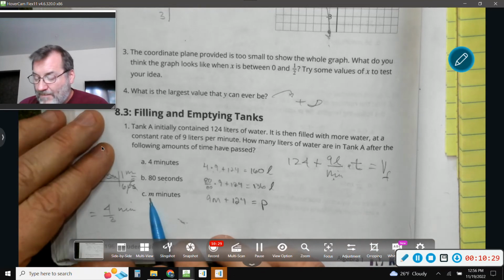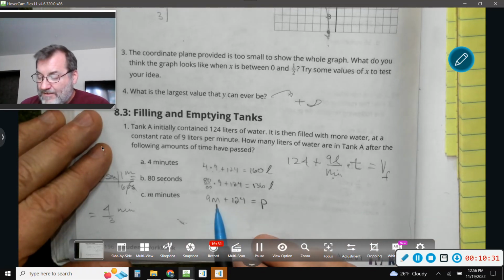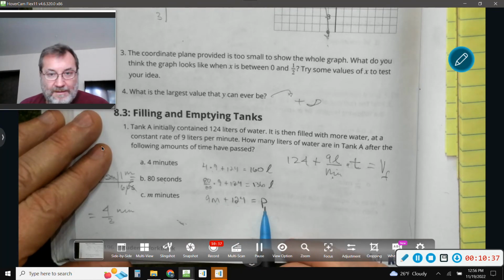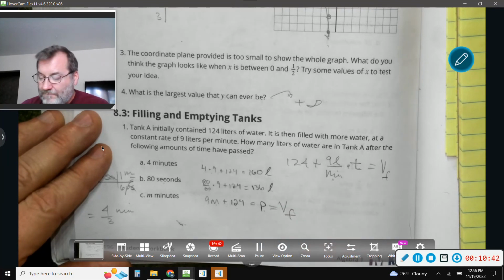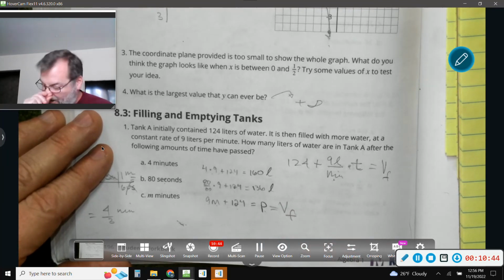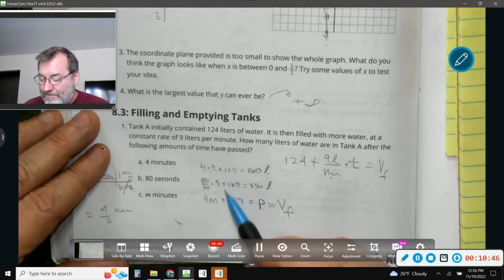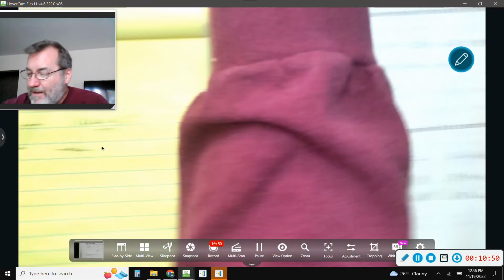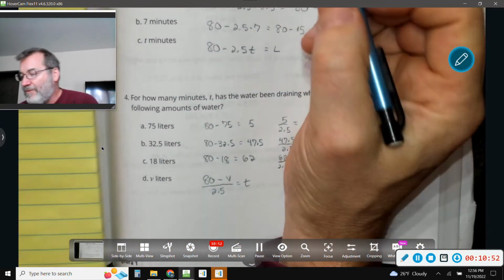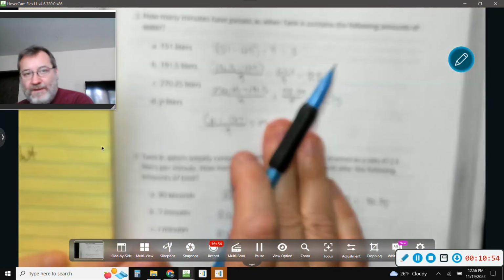And in M minutes. Well, if the M is right here, that's your variable. So 9 times M plus 124 equals the final volume that you'll have. Remember, this is always adding, so if it's adding, we're going to be doing a plus. Now in the second one, same idea, only now we're going to be removing.